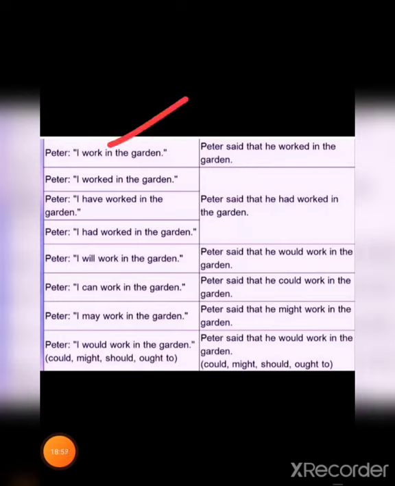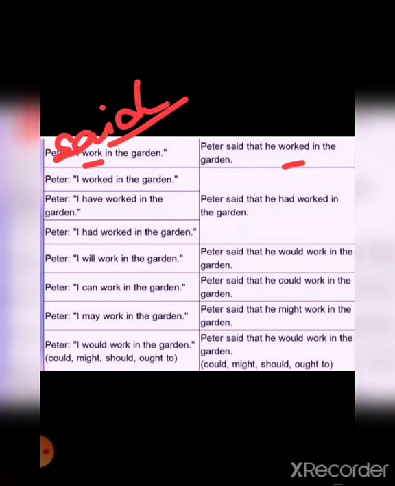See this example. Peter, I work in the garden. So here work is in present tense, so the present tense will change into past tense. And one thing, Peter said, it is common everywhere. Okay. So Peter said that he worked in the garden.